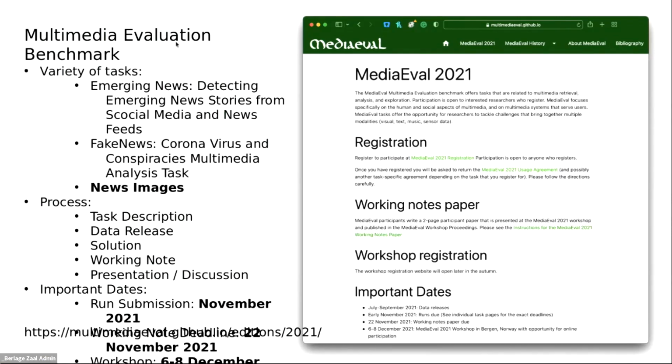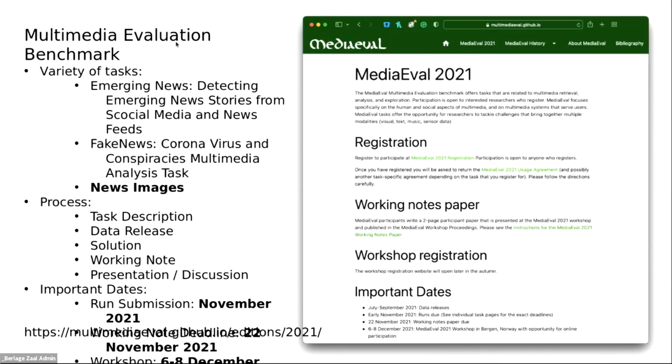One task, emerging news, is essentially trying to detect emerging news stories, which is related to this workshop. Then we have one task that's related to fake news detection. And the task that I want to talk about is the task that Özlem, Andreas, and I co-organize with a few others, which is called News Images.